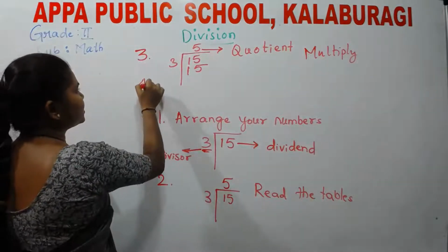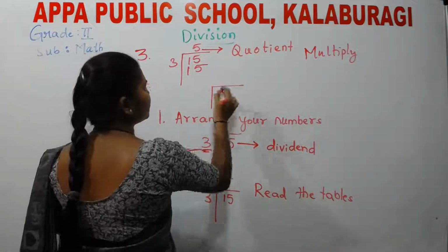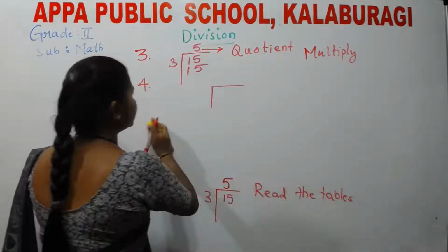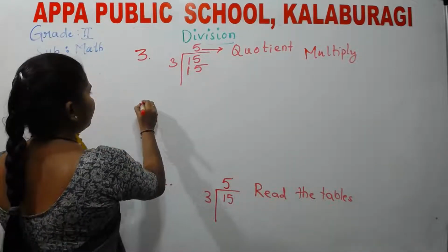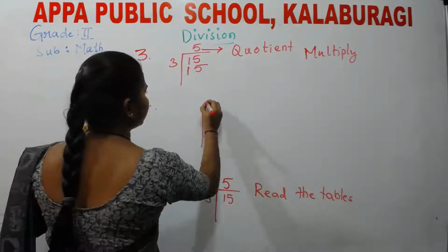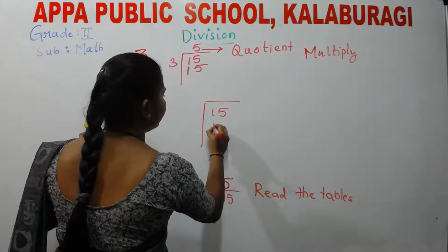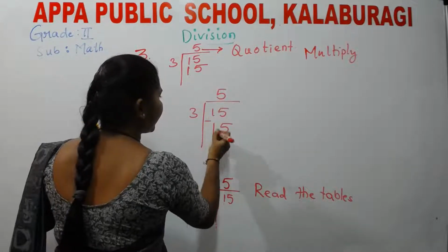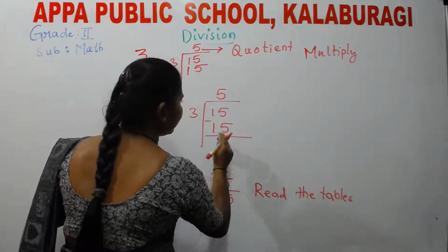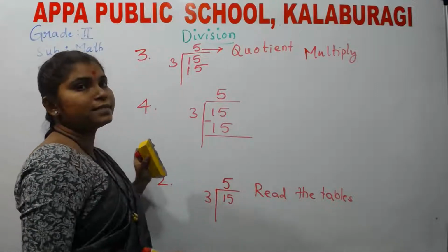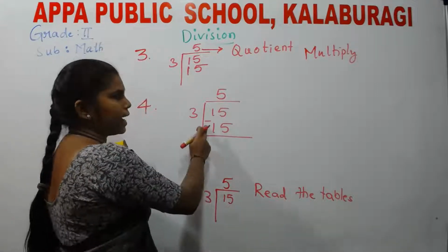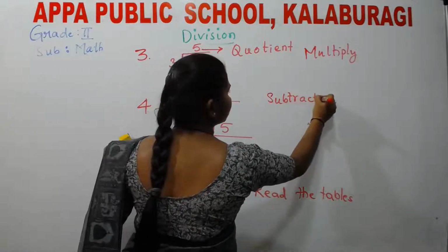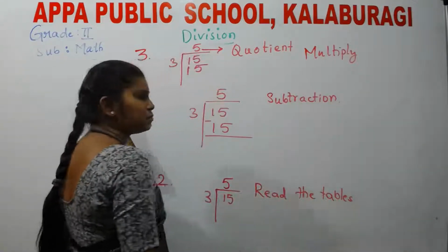What is my fourth step? My fourth step is 15, 3 5s are 15. What am I doing? I am subtracting. My fourth step is subtraction.